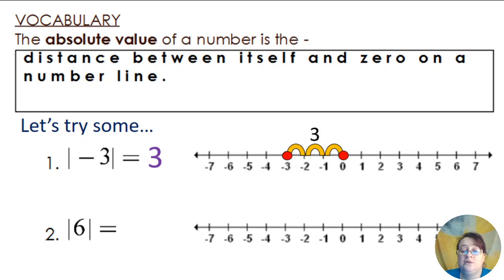For the absolute value of 6, I put a point at 0 and at 6, and I count 1, 2, 3, 4, 5, 6, 6 units away. So the absolute value of 6 is 6. You may have seen absolute value before and noticed that you're dropping off the negative. The reason we're doing that is simply because it is distance, and that makes it a positive number. So this is actually the reason why absolute value is always positive.